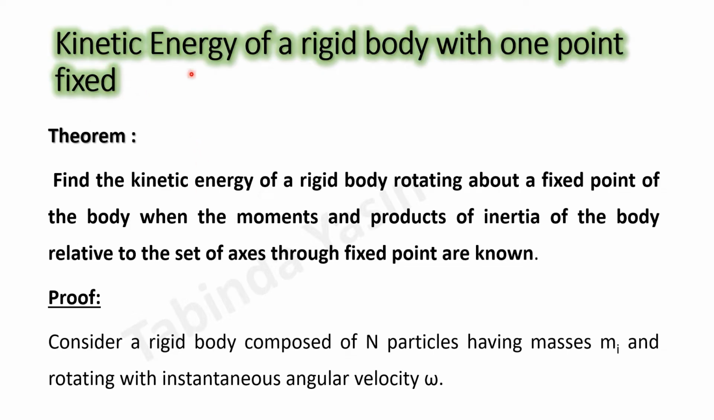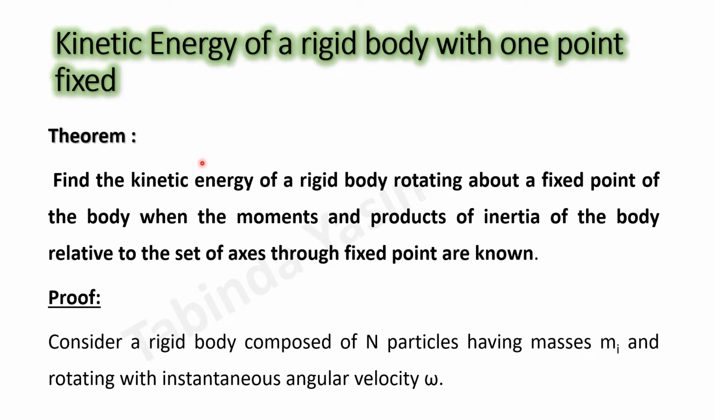Now we're going to start with the kinetic energy of a rigid body with one point fixed. The theorem is: find the kinetic energy of a rigid body rotating about a fixed point of the body when the moments and products of inertia of the body relative to the set of axes through the fixed point are known.